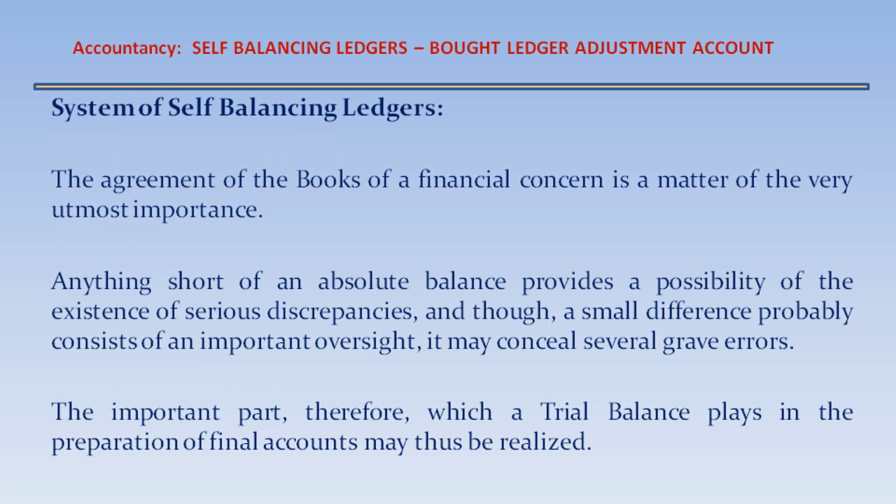System of self-balancing ledgers. The agreement of the books of a financial concern is a matter of the utmost importance. Anything short of an absolute balance provides a possibility of the existence of serious discrepancies, and though a small difference probably consists of an important oversight, it may conceal several grave errors. The important part, therefore, which a trial balance plays in the preparation of final accounts may thus be realized.